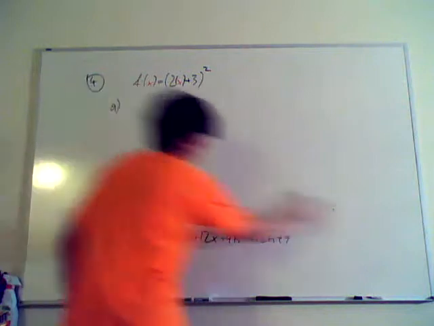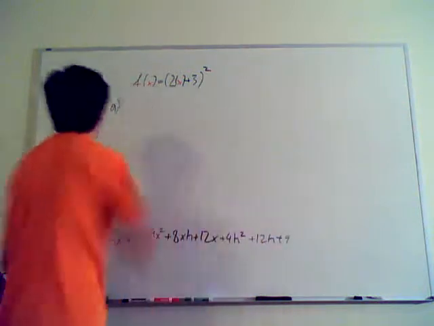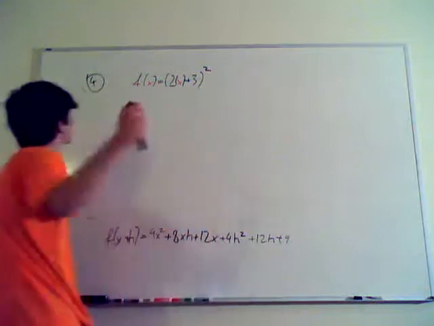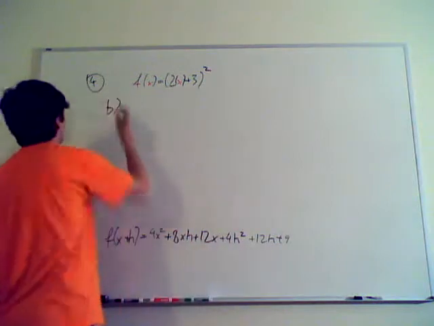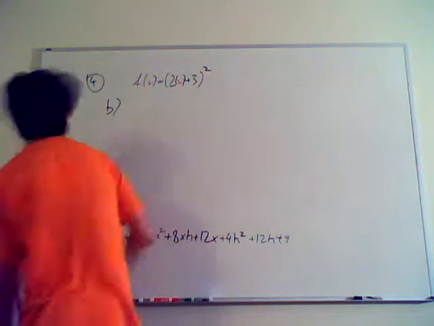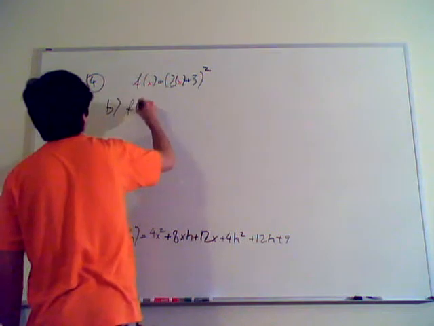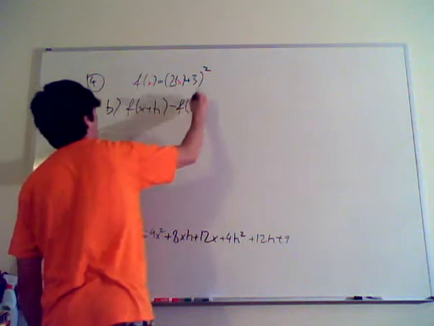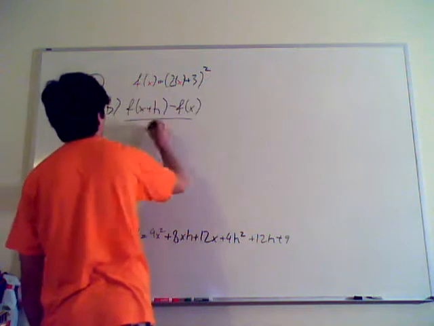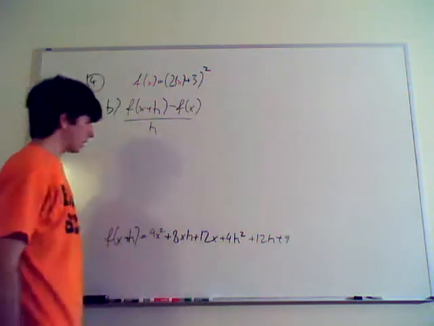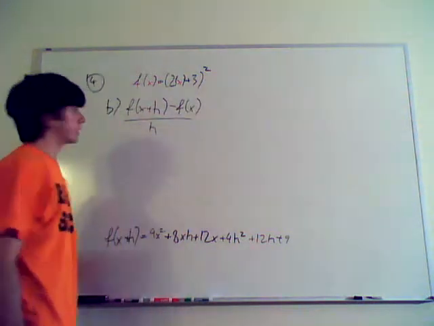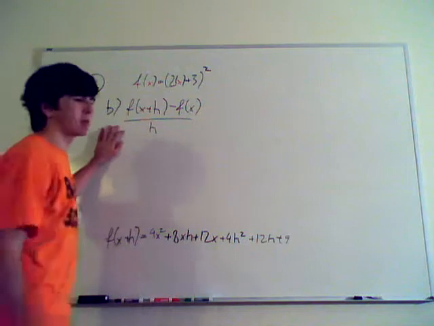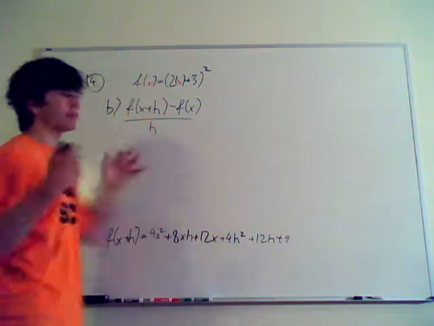So, alright, B: f of x plus h minus f of x, over h. Alright? So this is the formal way to do a derivative, the definition of a derivative.